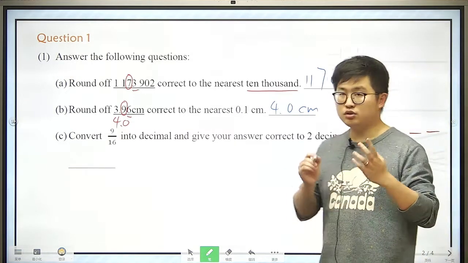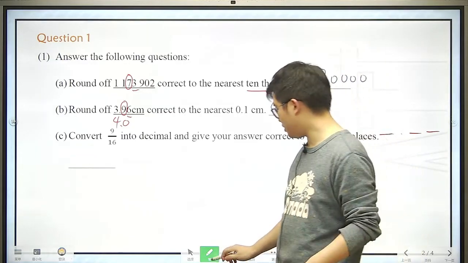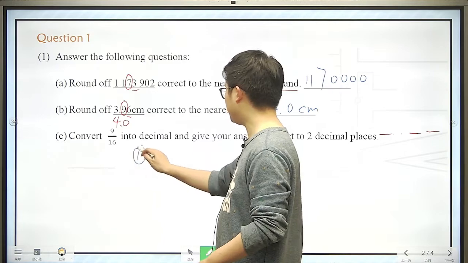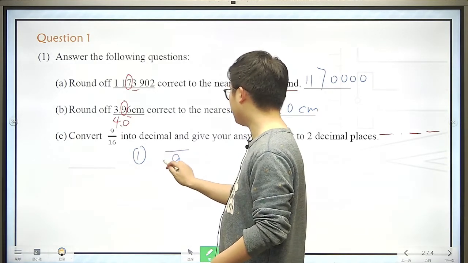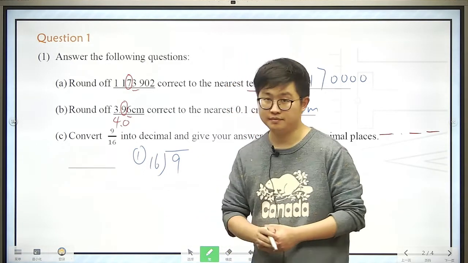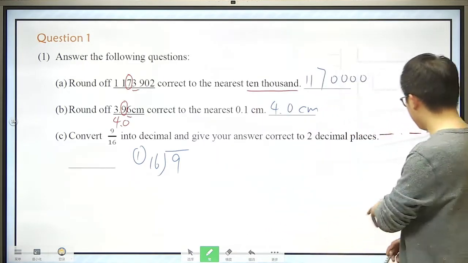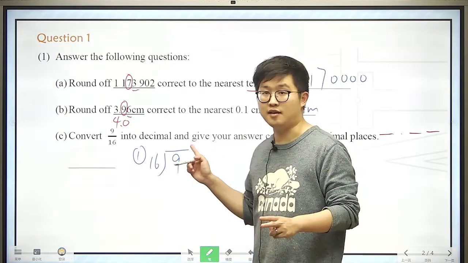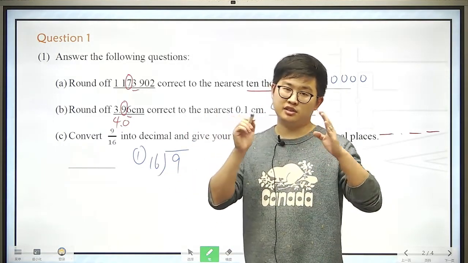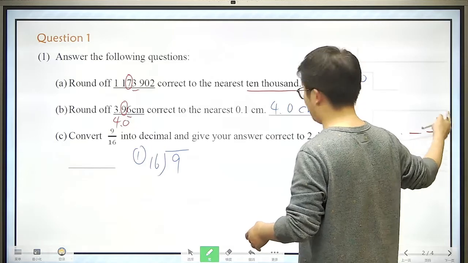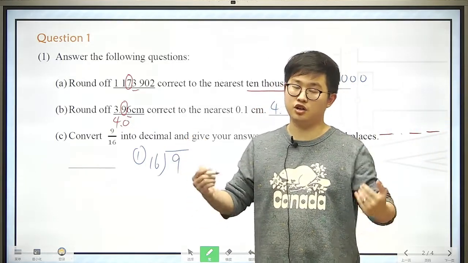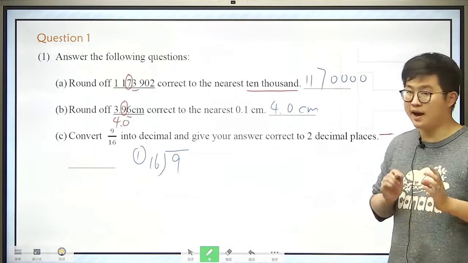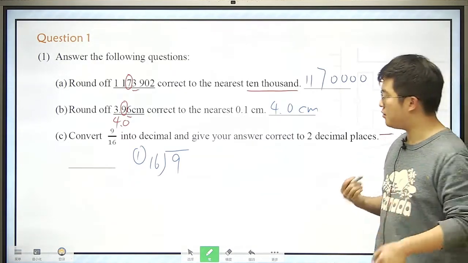Now, there are 2 ways to do this. The first way is just a simple division. We just do 9 divided by 16. And we need 2 decimal places, which means we should calculate to the third, because the third one decides whether the second place should add 1 or not. All right, this can do it, but I'm going to show you a better way. At least I think it's a better way to do it.